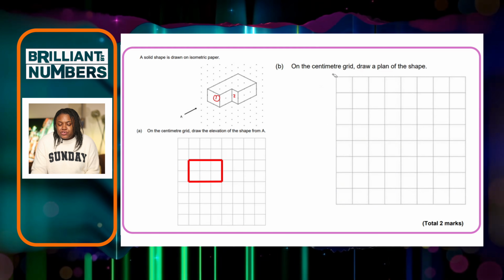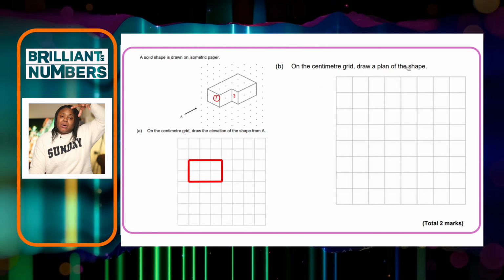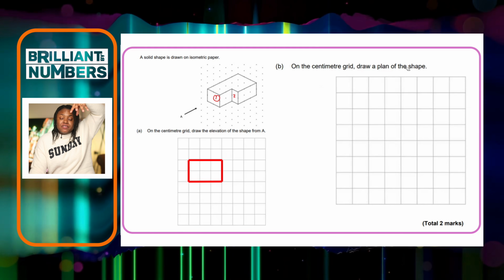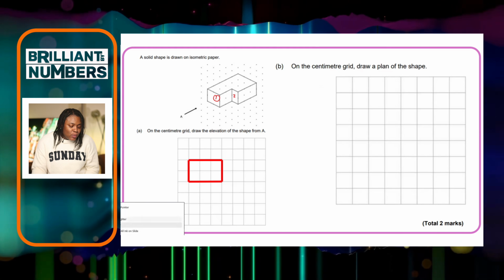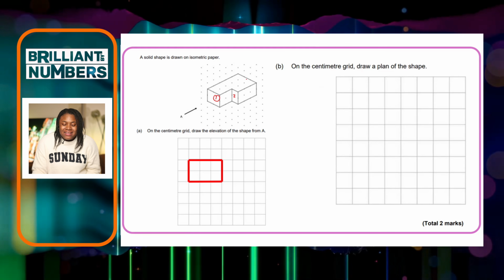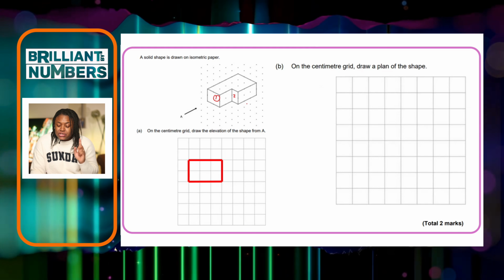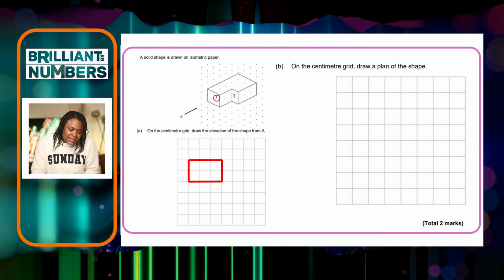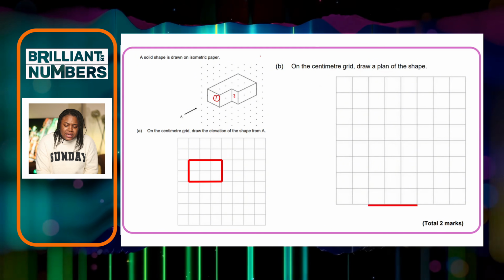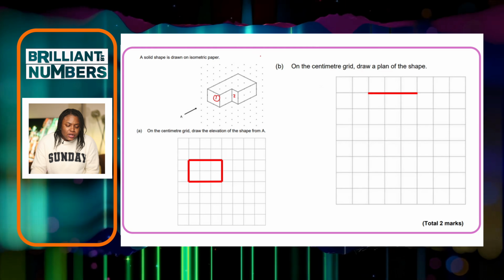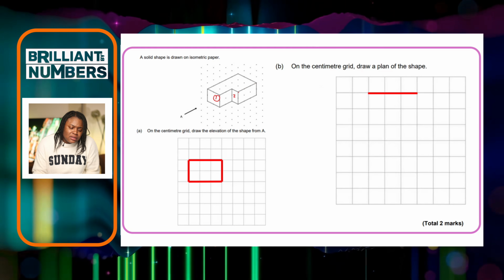On the centimeter grid, draw a plan of the shape. When we talk about a plan, we're talking about what you see if you were above the shape and looking down. Clearly here, we can see an L shape. It doesn't matter where on the grid you draw it, but the dimensions are important. Across we have 1, 2, 3, so we need 3 squares across. Going down the side is 1, 2, 3 as well.